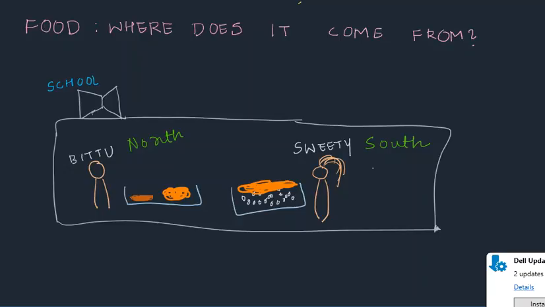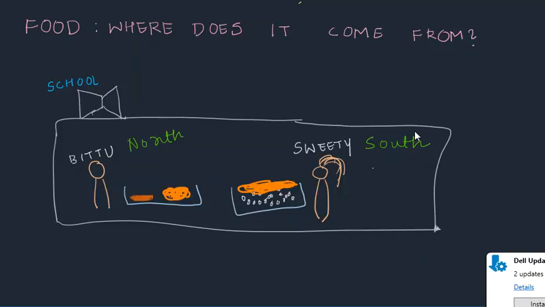Today we are dealing with the first chapter of the 6th NCERT. The chapter name is Food, Where Does It Come From? Now let's consider that in a school there are two friends having lunch. One is Bittu, the other is Sweetie. Bittu is a North Indian and Sweetie is a South Indian. Being from different parts of the country, they'll have different food habits.